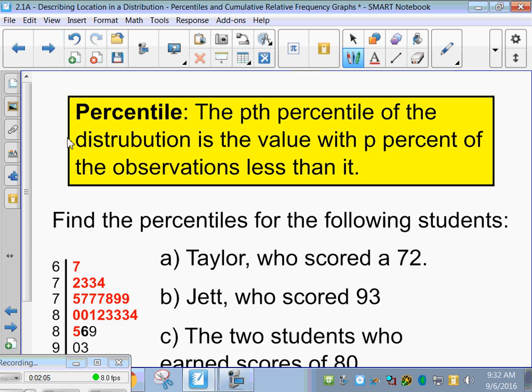So percentile is a new definition for you guys. The pth percentile of the distribution is the value with p% of the observations less than it. Now, some people calculate this where they include the observation, but we're always going to do it where we don't. It's always count how many are below.